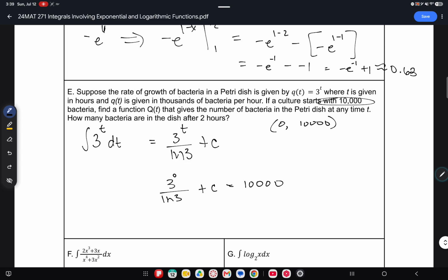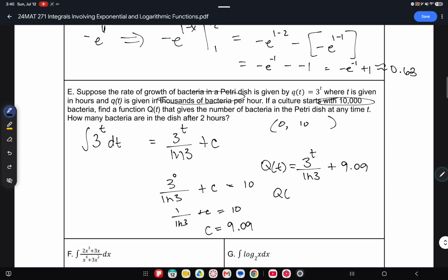And we're in thousands of bacteria, so let's go ahead and just make that 10. So that's 1 over natural log of 3 plus c equals 10. And let's see, what is 10 minus that? 10 minus 1 divided by natural log of 3 is about 9.09. So our function is 3 to the t over natural log of 3 plus 9.09.